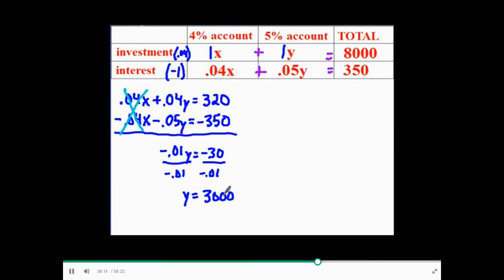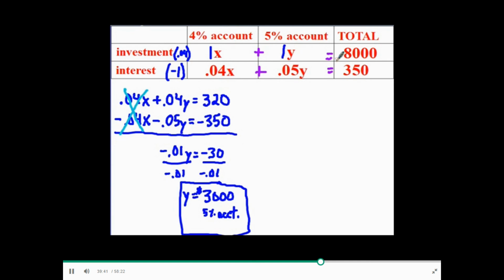3,000 seems like an awfully big number. Does that make any sense? Let's find out. So going back up here, y was the investment that I put in my 5% account. So this would be $3,000 in the 5% account. Does that make sense? Well, yes, I had $8,000, so putting 3,000 in one account makes sense. So I have $3,000 in my 5% account.